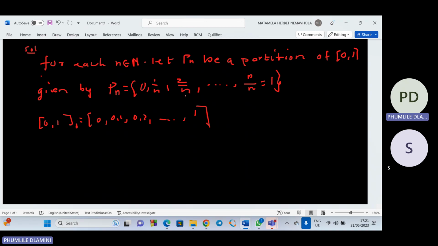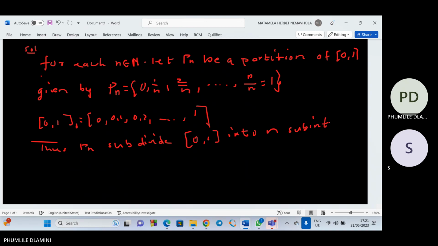So when we have this partition, we have shown that P_n subdivides 0 to 1 into n subintervals.